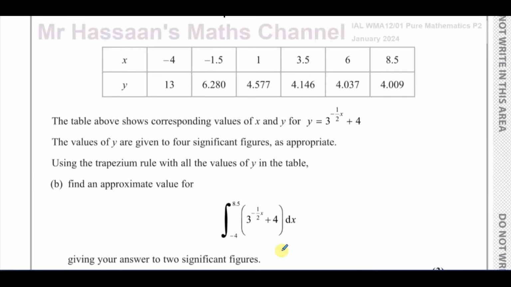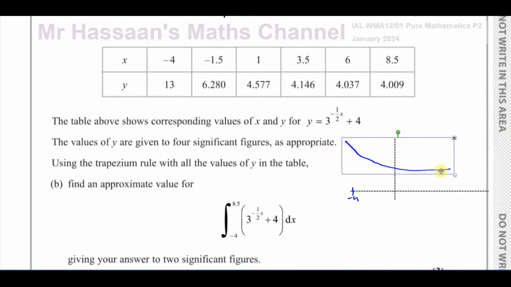So first of all, when we are using the trapezium rule, what we're doing is we are taking the area that we have made. So we've got our graph, which looks something like this. We're taking the area under the graph, and here it's between -4 all the way up to 8.5. Let me just do that a bit better.